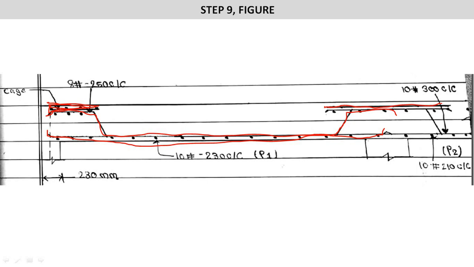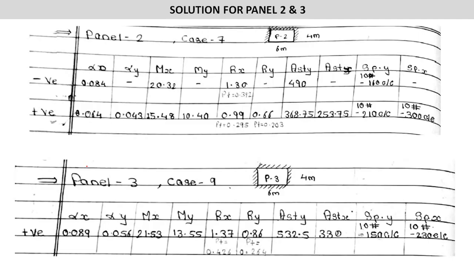So this is the reinforcement detailing, and the dotted bars are the reinforcement in Y direction, 10 at 230 center to center, and the width of the support is 230 mm. So this is the solution for panel number 2 and panel number 3. You can verify it, and if you want, I can also share the design for panel number 3 and 4.